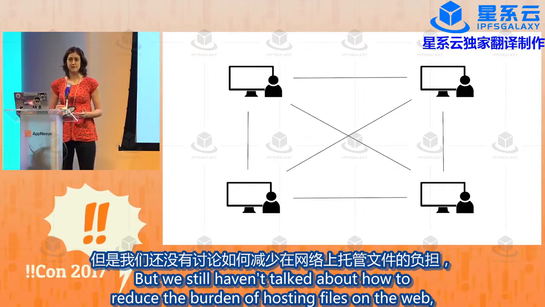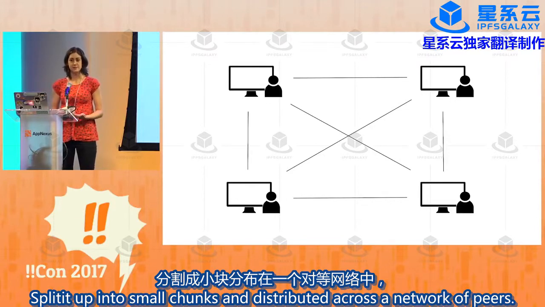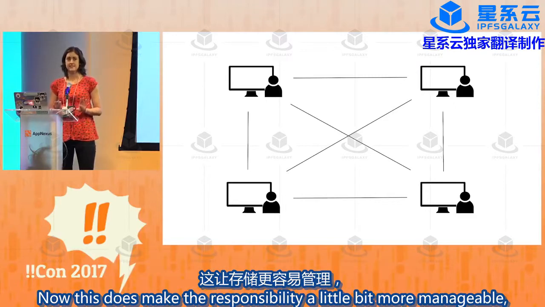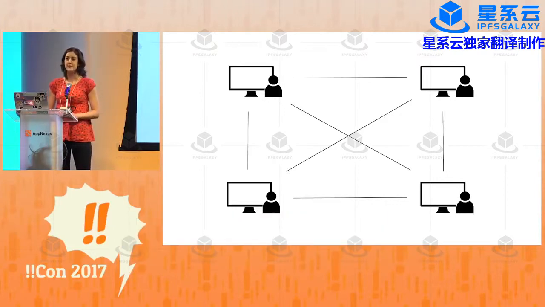But we still haven't talked about how to reduce the burden of hosting files on the web. And we can also do this with a peer-to-peer network. We can take a data set, split it up into small chunks, and distribute it across a network of peers. And then those peers can share the responsibility of providing bandwidth and disk space. Now, this does make the responsibility a little bit more manageable, but there's something else really important that we need to consider, and that's trust.